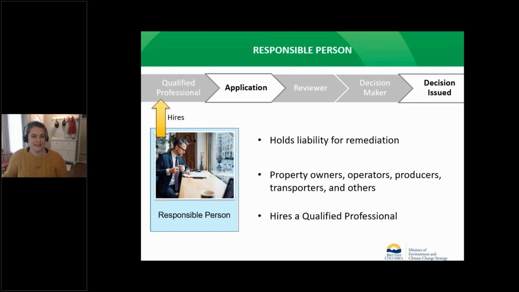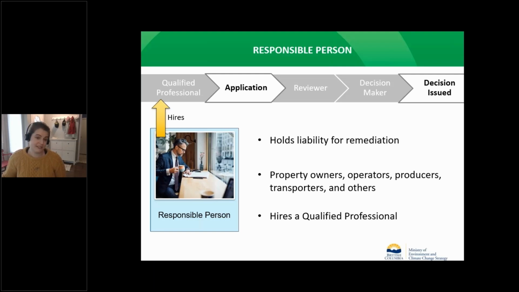I'm going to switch gears very slightly here and describe the rest of the key roles in the context of an application. A responsible person is shorthand for a person responsible for remediation of a contaminated site. In other words, the responsible person is the individual, company, or corporation who holds liability for remediation. It can be a current or previous owner or operator, someone who produced a substance, someone who transported a substance, or somebody who handled the substance in a manner that created a contaminated site.